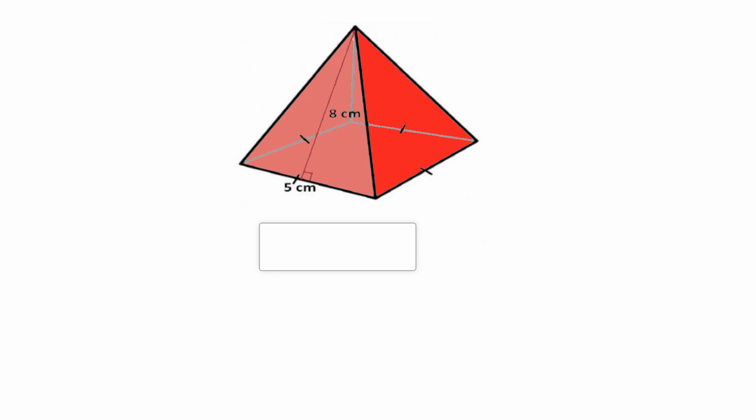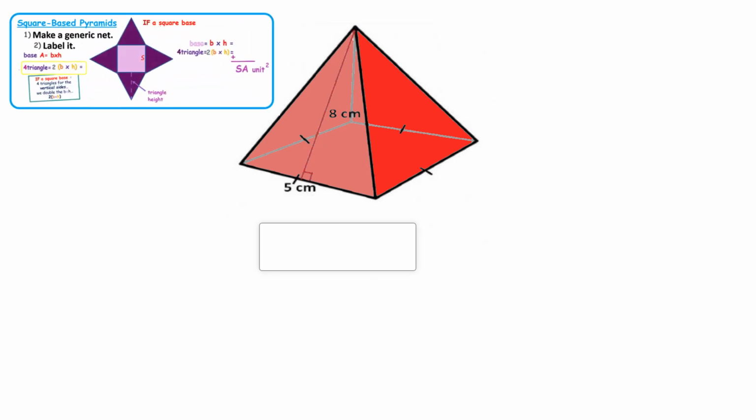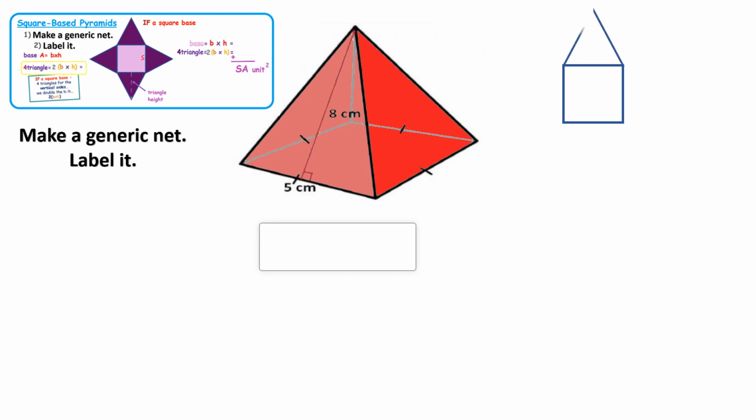So the first thing that I have here is a square base pyramid. So I know I'm going to find the surface area of a square base pyramid, and I have that process where it tells me to start by making the generic net and labeling it. So in order to make the generic net, once again I start with a square, and then I just add triangles to the sides. Then I want to label it.